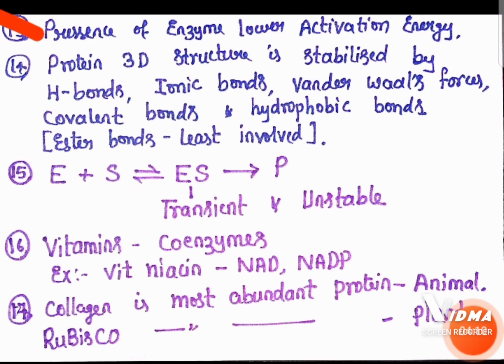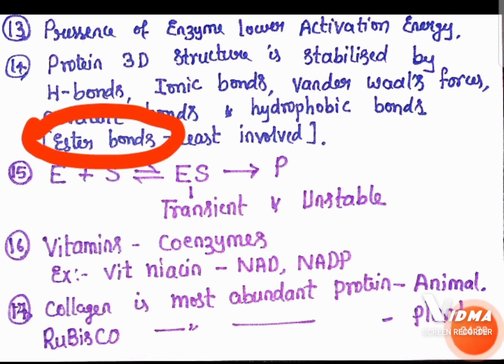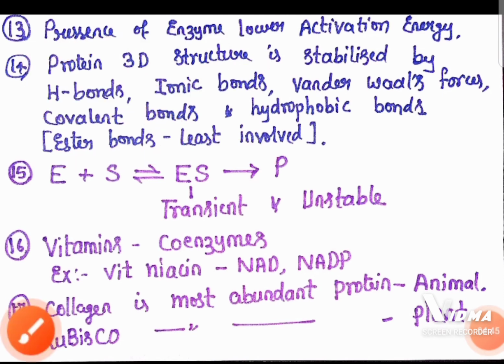Now, the presence of an enzyme in any biochemical reaction is going to lower the activation energy. So enzymes lower the activation energy. And remember, protein has a three-dimensional structure, and there are certain bonds which stabilize this protein structure. That includes hydrogen bond, ionic bond, van der Waals forces, covalent bond and hydrophobic bonds. But remember, ester bond has least involvement in stabilizing the three-dimensional structure of protein.